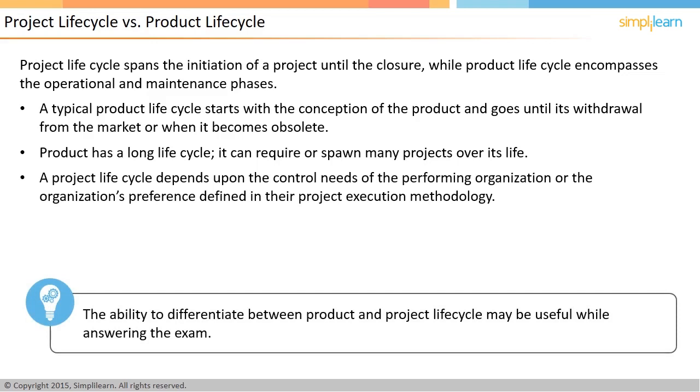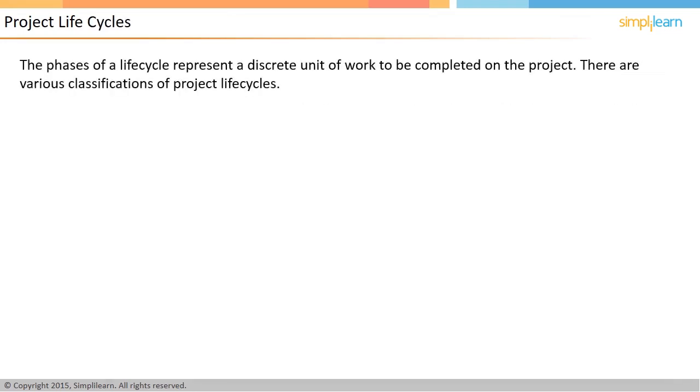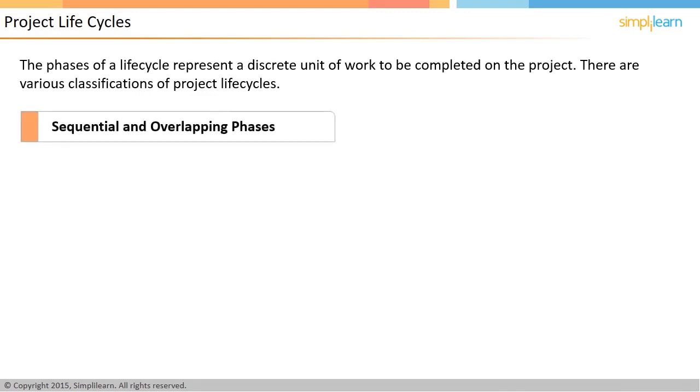There can be questions in the exam based on the comparison of project life cycle and product life cycle, so understanding the differences will be useful in answering such questions. In the next screen, let us discuss more on project life cycle. A life cycle is composed of phases. Each phase represents a discrete unit of work required to be done on the project. There are different ways of classifying project life cycles. Let us first discuss the sequential versus overlapping life cycle.